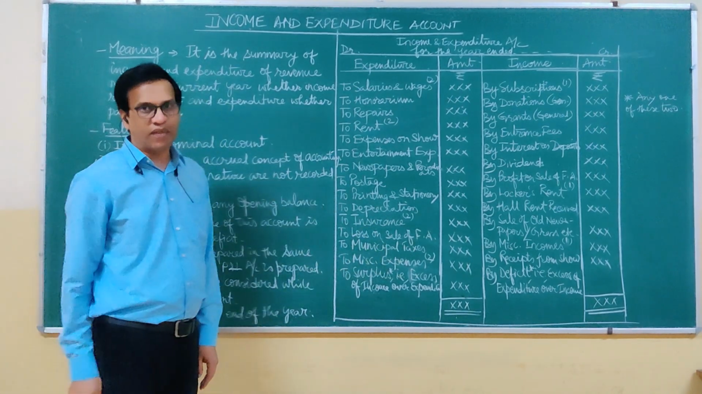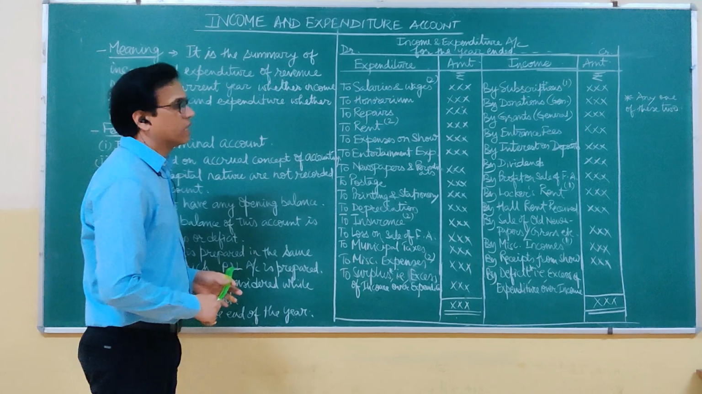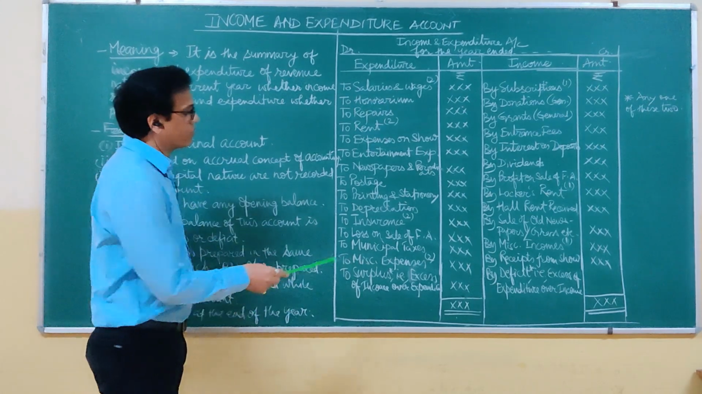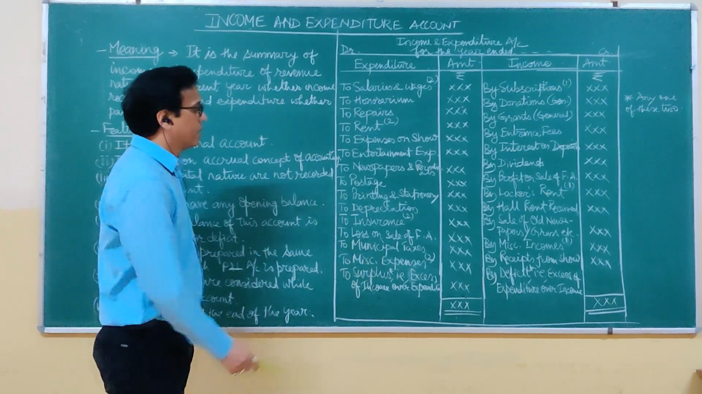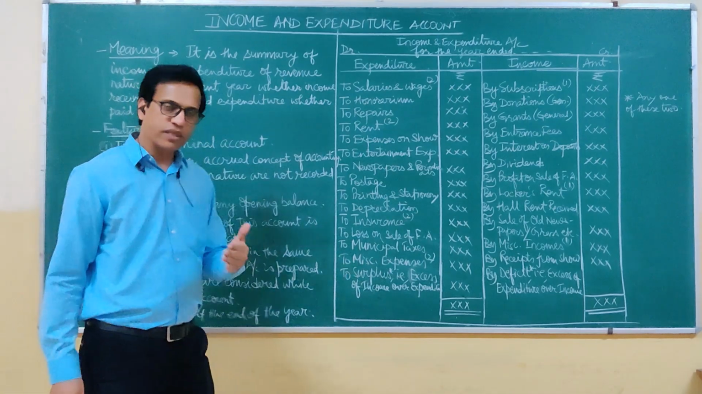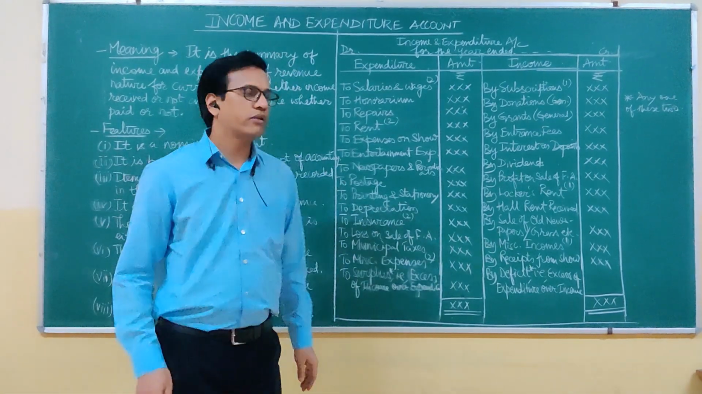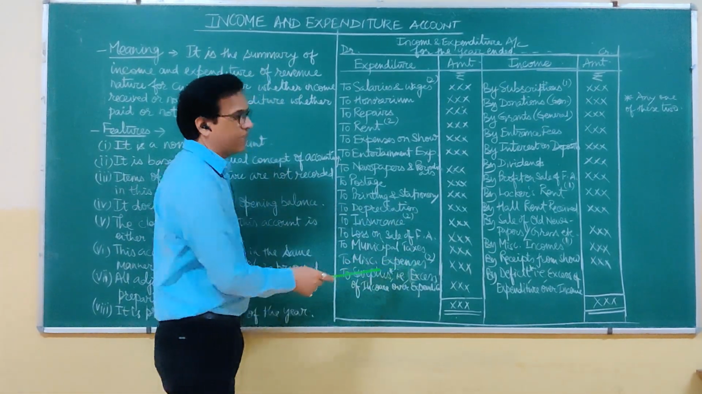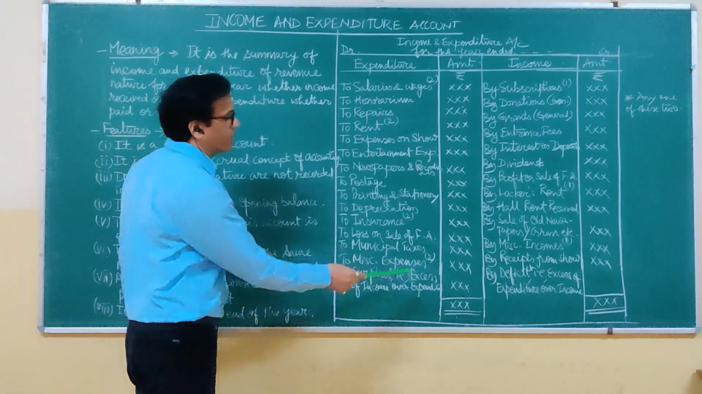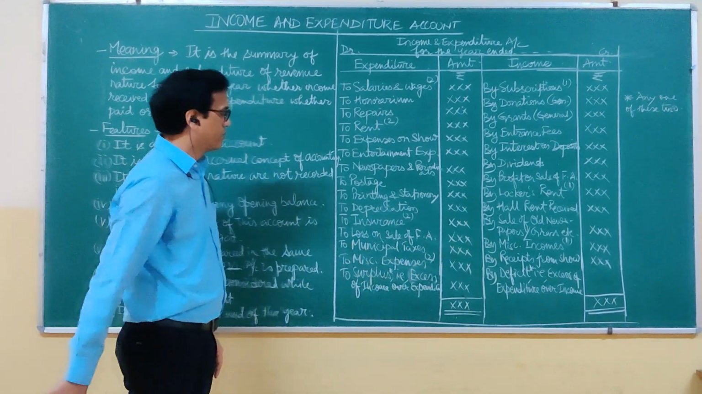Municipal taxes, if they are paid, given in the question on the credit side of the receipts and payments account, then we take it on the debit side here. Miscellaneous expenses, those expenses whose names are not given, they have been clubbed, and if any adjustment regarding that is given, then we calculate the amount and show it.